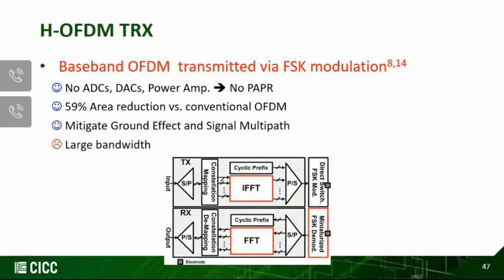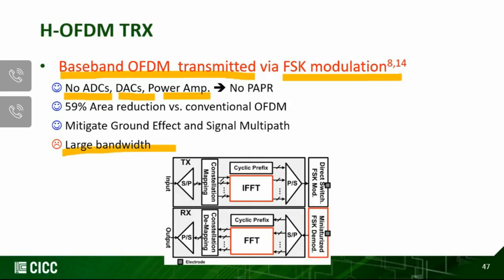Instead, what you can do is combine the baseband OFDM, which is the baseband expanded in bandwidth, with conventional FSK modulation. So it's not orthogonal anymore, but you're expanding more bandwidth. You're burning more bandwidth. So you don't have any ADCs, DACs, or power amplifiers, so no PAPR problem. And compared with conventional OFDM, there'll be around 50 to 60% area reduction. Of course, it also mitigates the ground effect in signal multipath, but of course at the cost of large bandwidth.